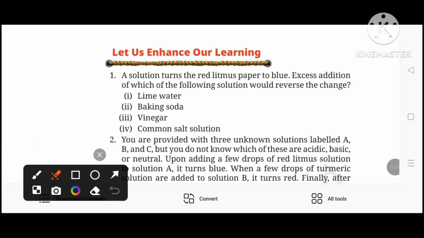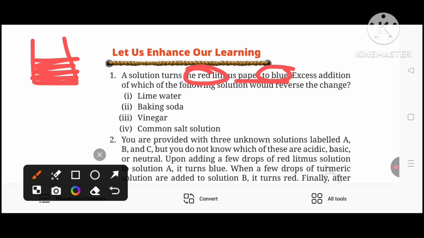Hello everyone, in this video we are dealing with the exercise of the chapter exploring substances acidic, basic and neutral. The question first: a solution turns the red litmus paper to blue. We are given a solution which is basic in nature, so a red litmus paper will get converted into blue.